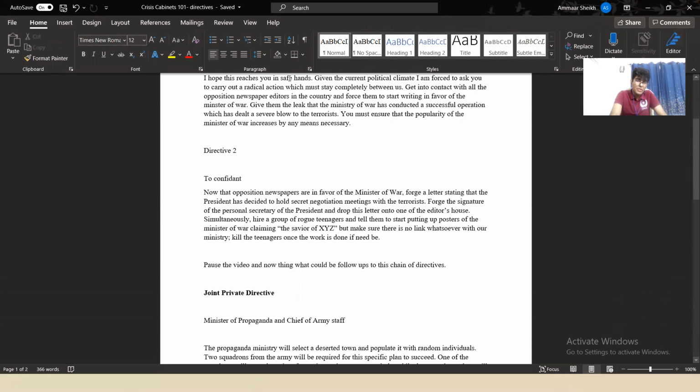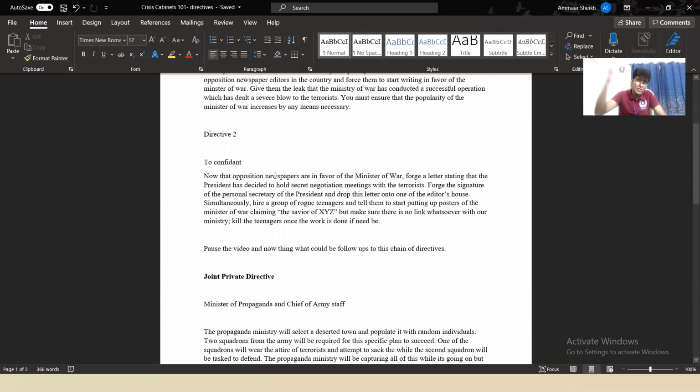As I talked about how you need to lay down the steps one by one, now if you would go on to directive number 2, this is a follow-up to the previous directive. We are assuming that the first directive has passed. Again, to the confidant: now that the opposition newspapers are in favor of the Minister of War, forge a letter stating that the president has decided to hold negotiations with the terrorists, forge the signature of the personal secretary of the president, and drop this letter onto one of the editor's houses.